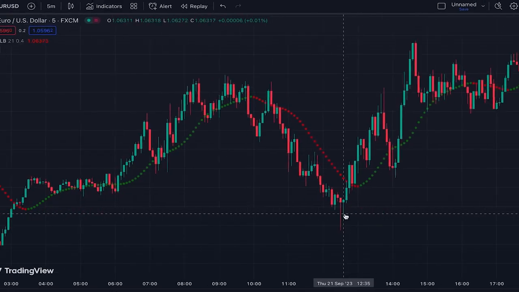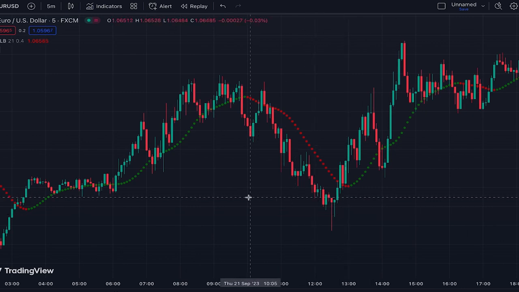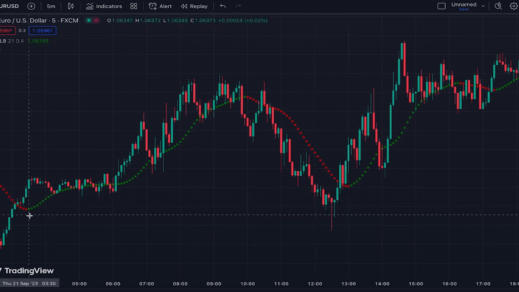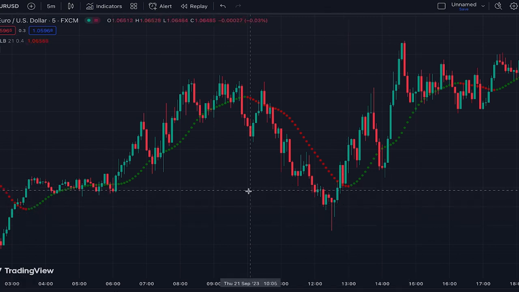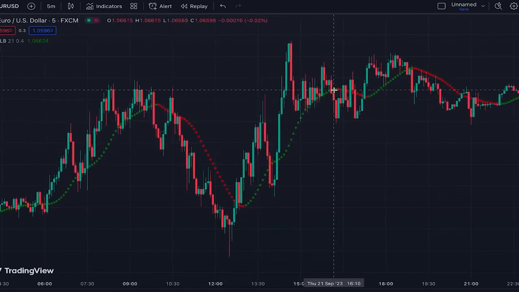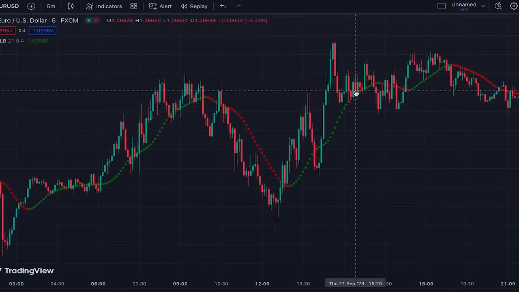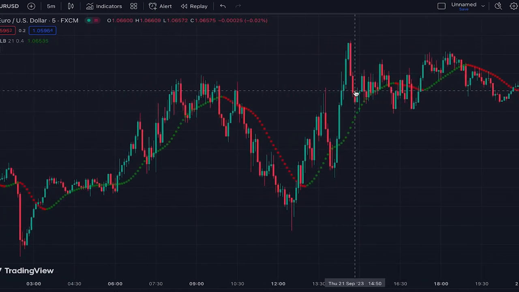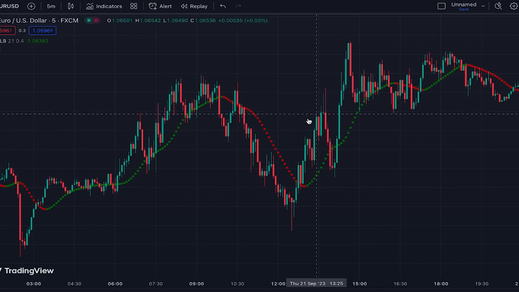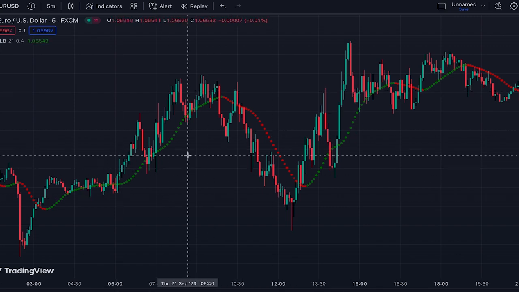The color changing of this indicator can also provide buy sell signals. For example, when it becomes green, it's a buy signal like here or here, and when it becomes red, it's a sell signal. But you need more confirmation because these color changes can also be false signals like here. So this should be used as part of your reversal trading strategy in case you want to use these color changes for entering the market.